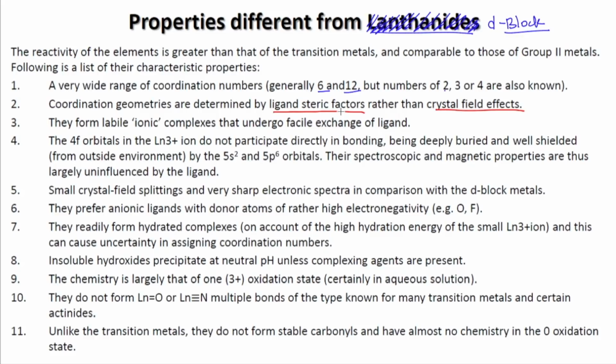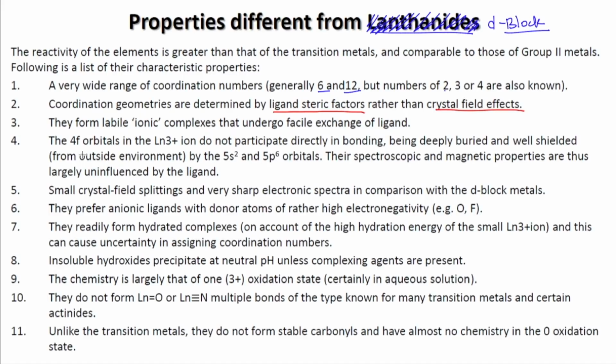So how many ligands are going to surround a particular lanthanide is going to be decided by the steric factor of the ligand, not by the crystal field effect, which describes the geometry in the D block elements. That is not going to be used over here. The reason is again the same, because the F orbitals are involved in these, and they are deeply buried inside, so they do not get affected by the ligand field. That's why no crystal field effect, but yes, steric effect is there.